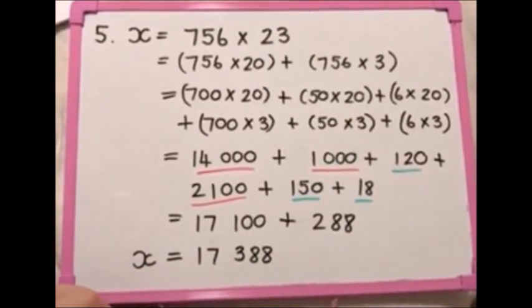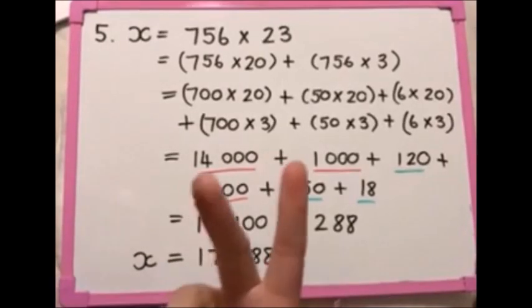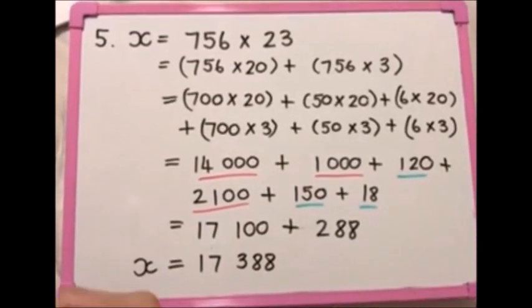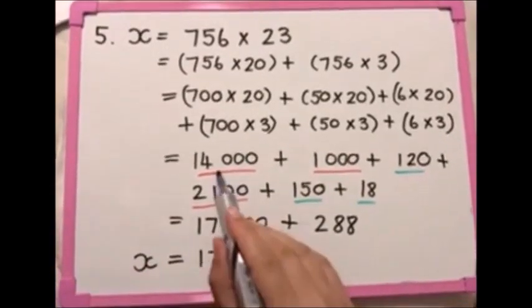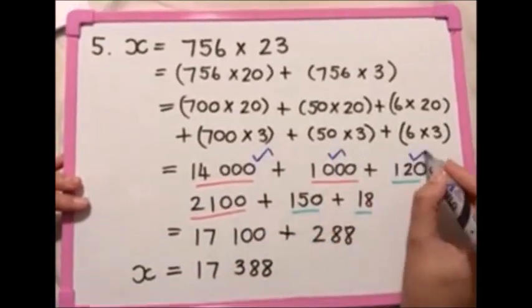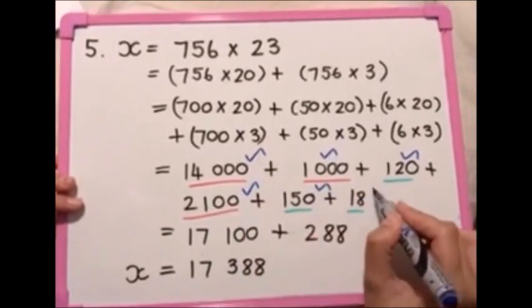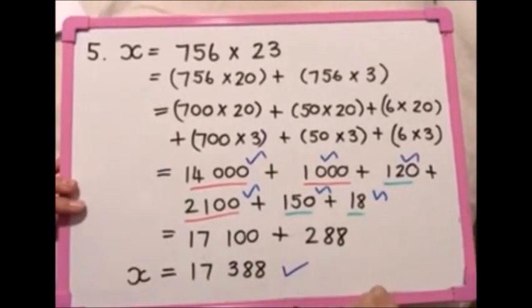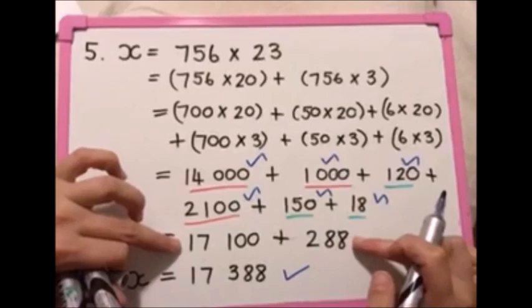How will we give marks? We will give marks again for each of your individual answers, starting at 14,000, then 1,000, 120, 2,100, 150, and 18, and then 1 mark for your final answer.